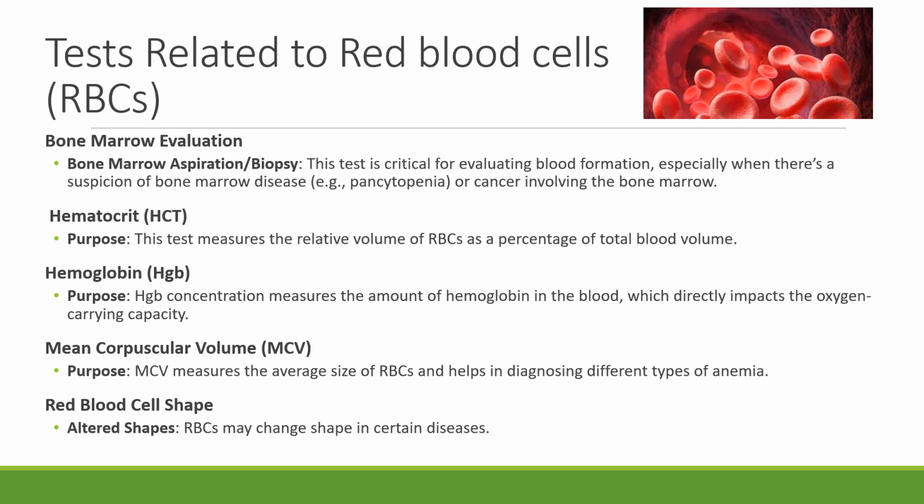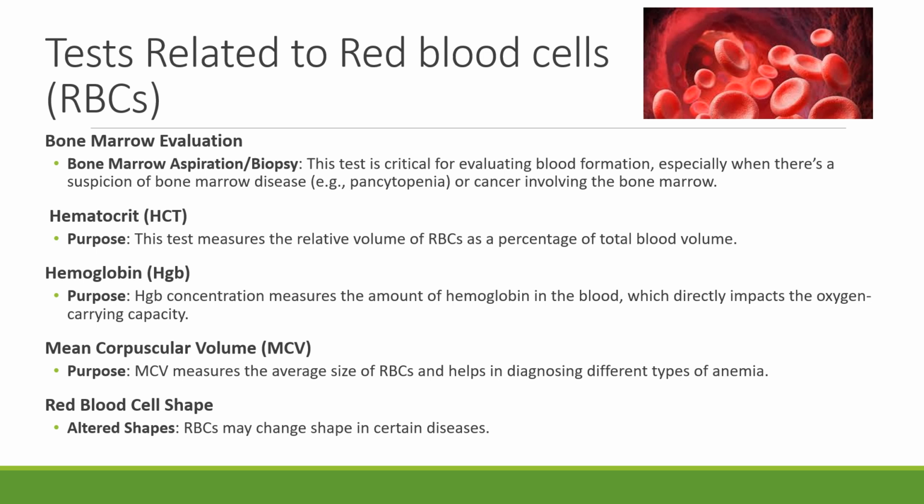Here are some tests of red blood cells. Hematocrit is a test that measures the relative volume of red blood cells as a percentage of total blood volume. Low hematocrit indicates anemia, but anemia may still exist even with a normal relative RBC volume.